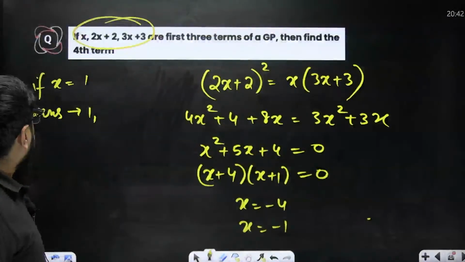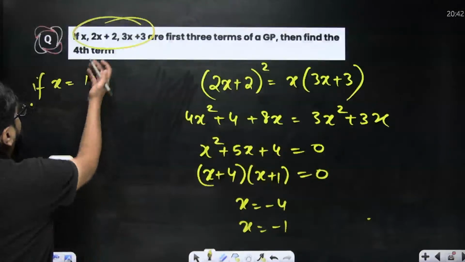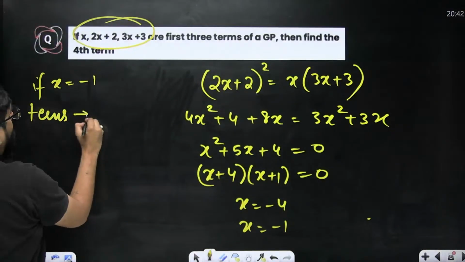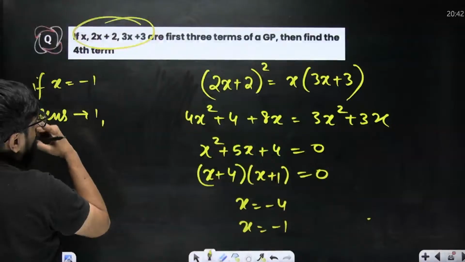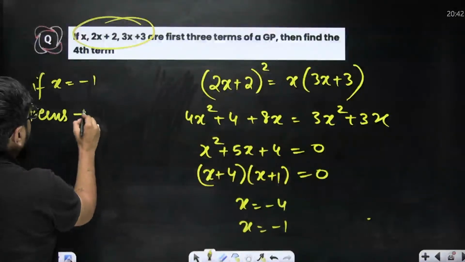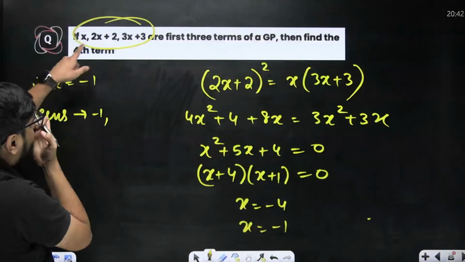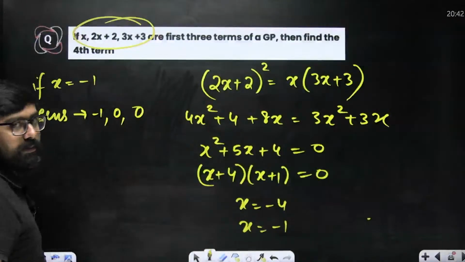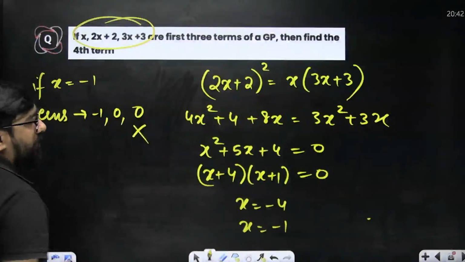Okay. So if x is minus 1, terms will be what? Minus 1 will be the first term. Second term will be minus 2 plus 2, that means 0. Third term will be minus 3 plus 3, that means 0. So wrong. 0 cannot be a term of a GP.